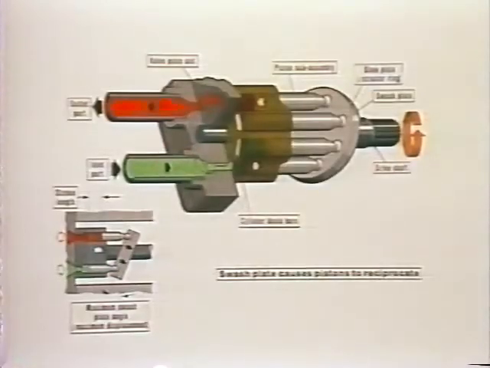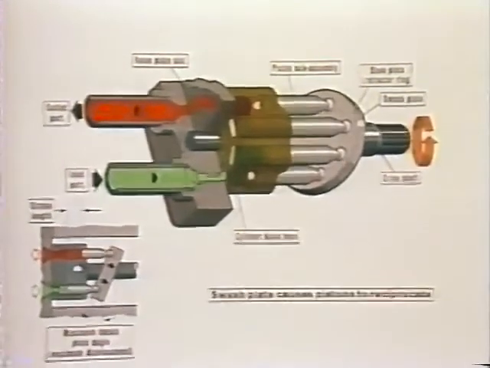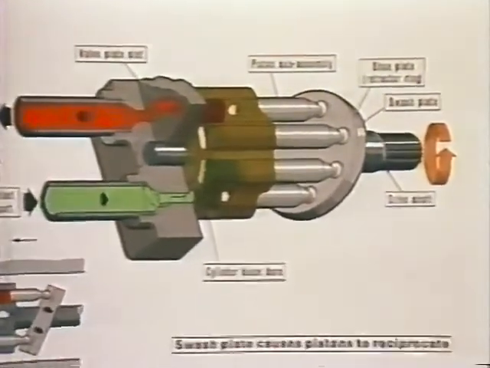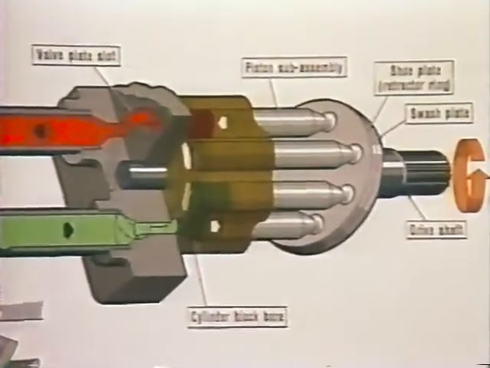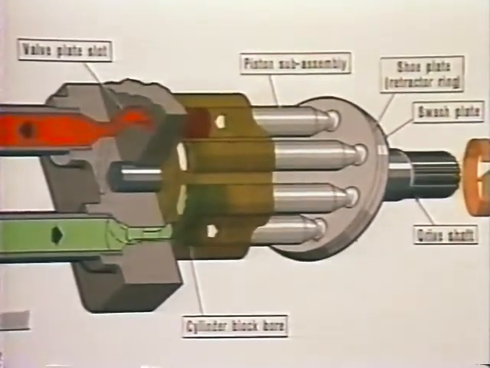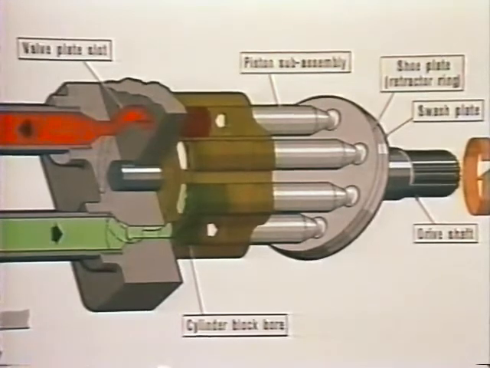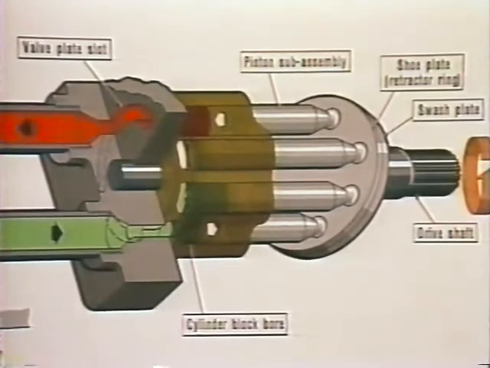Finally, we have a unit where the cylinder block is inline. It's driven by the drive shaft. Shoes on the ends of the pistons are held against and slide around an angle swash plate as the drive shaft is rotated. In this case, both the distance the pistons travel in their bores and the pump displacement are determined by the angle of the swash plate with respect to the drive shaft.